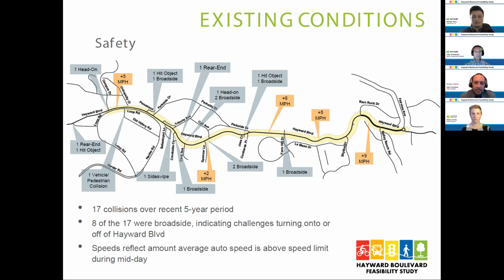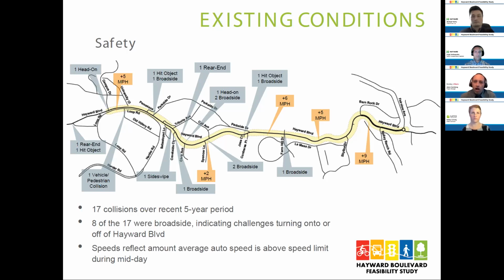And usually when we see a lot of those, that means it's challenges with people turning on or off the roadway. So a vehicle making a left turn doesn't have a long enough gap and gets hit by a vehicle on the oncoming traffic or Main Street traffic. And so that's really consistent with a lot of the feedback that we heard, is that it is challenging to turn on and off the roadway because of high speeds on the roadway or a lot of vehicles coming at those high speeds at different locations.